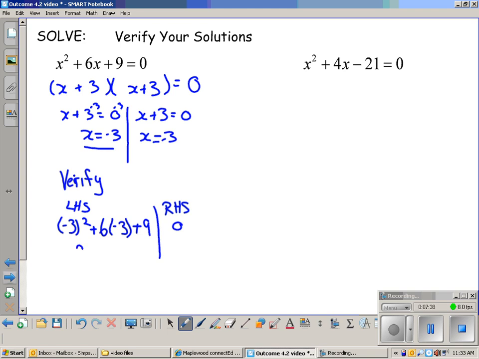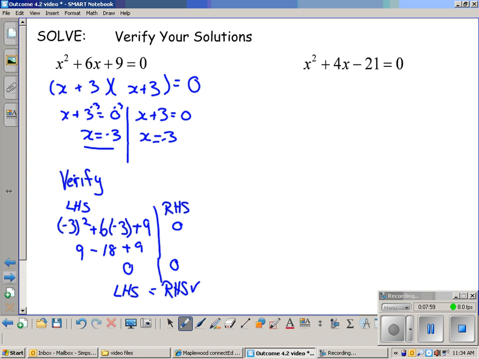Negative 3 squared is 9. 6 times negative 3 is minus 18. Plus 9. This side simplifies to 0. So the left-hand side equals the right-hand side, and I verified this equation.